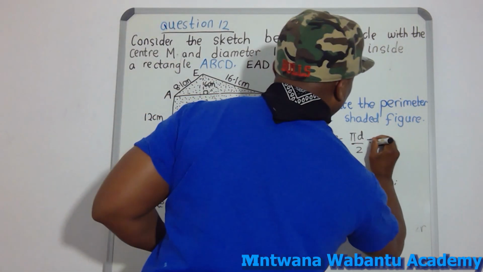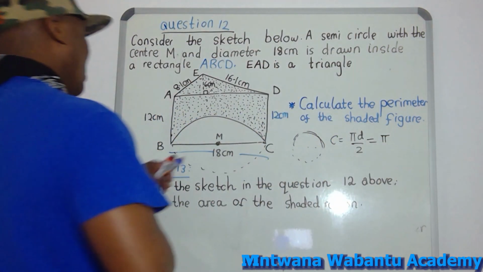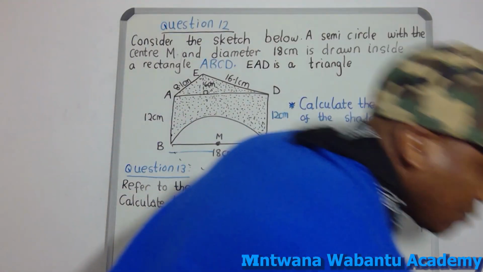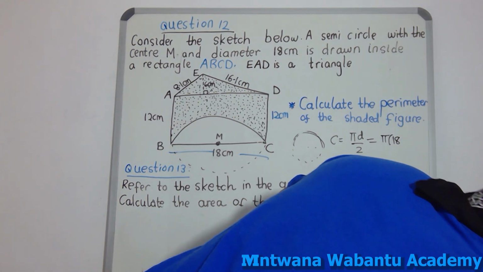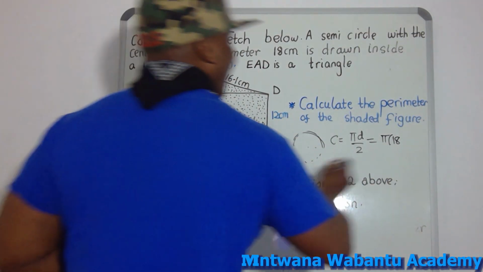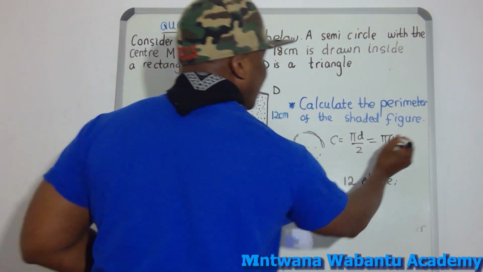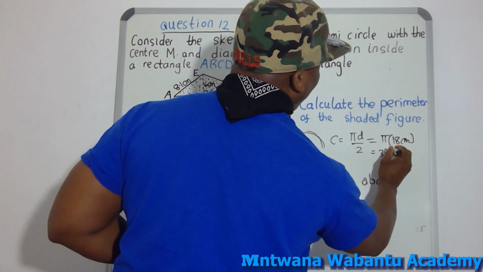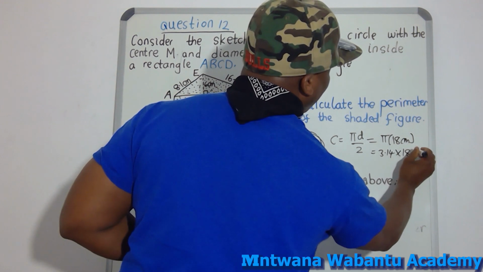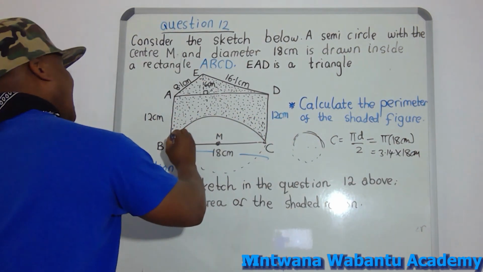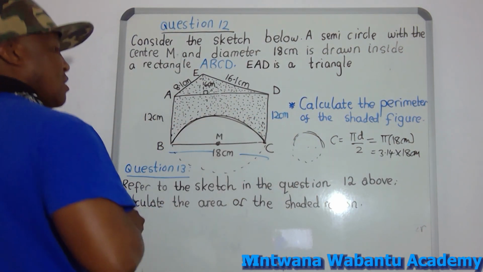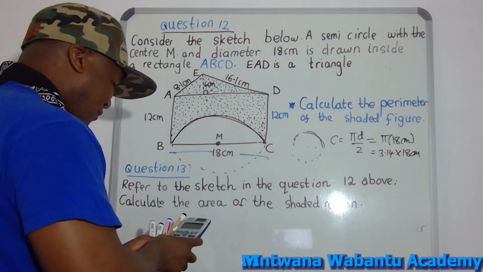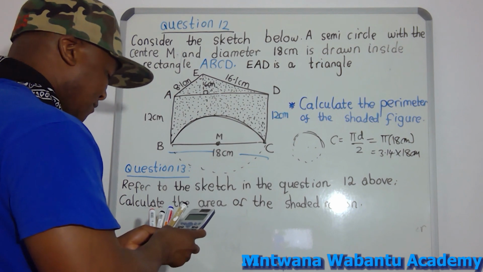Okay, so I'm going to say pi. What is my diameter? The diameter I know is 18. So the diameter equals 18 centimeters. So I can plug it in the calculator: pi 3.14 times 18 centimeters. This is going to give me the length from here all the way to there. So I'm going to take my calculator here and say 3.14, and then I multiply by 18.